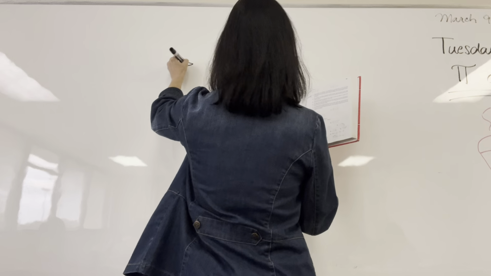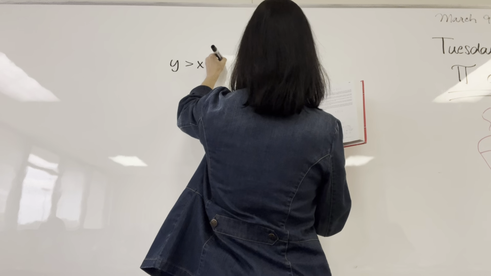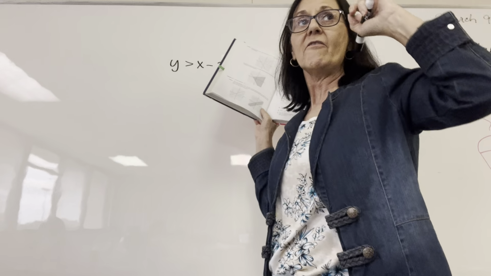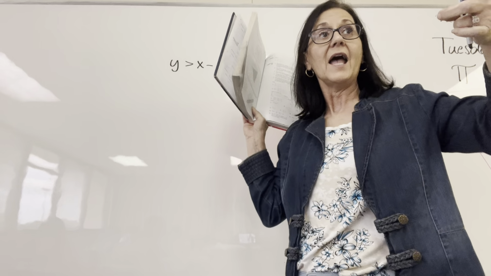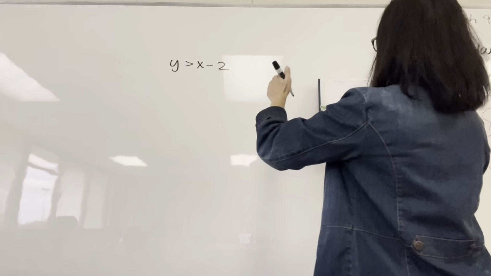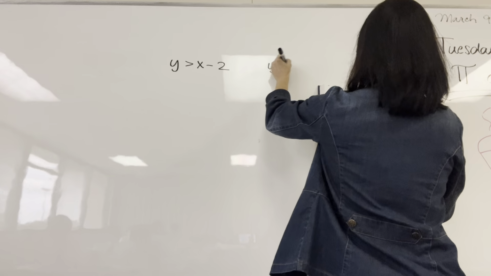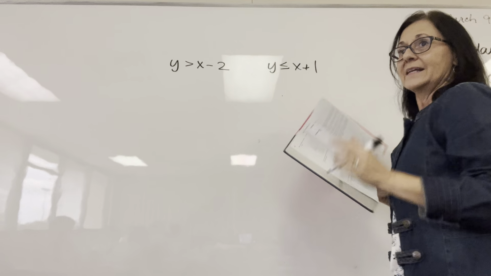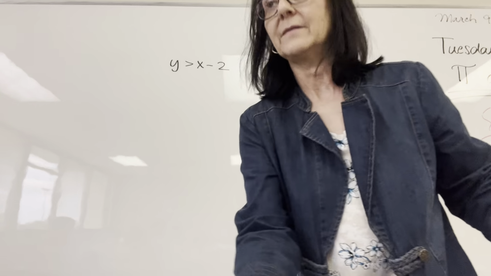All right, look at example 2. We have y greater than x minus 2. I'm telling myself it's a hyphenated line and I'm shading above it. Y less than or equal to x plus 1. It's a solid line. I'm going below it. Good job.